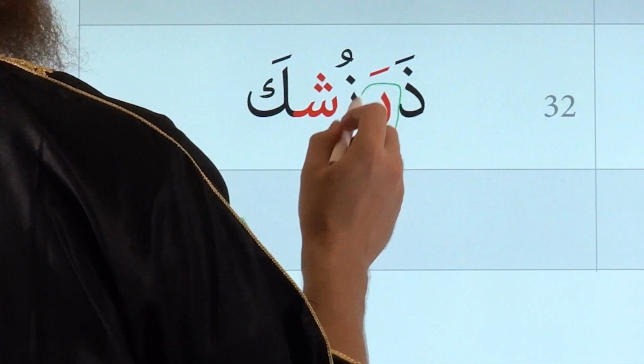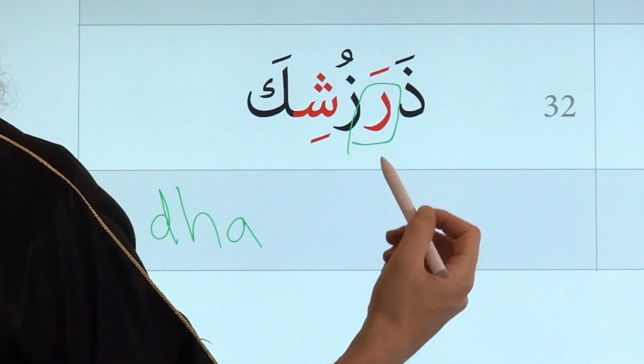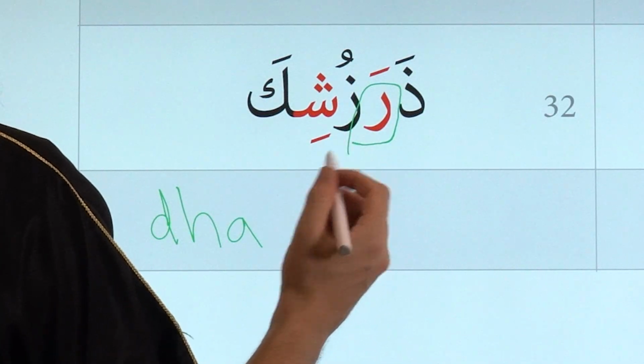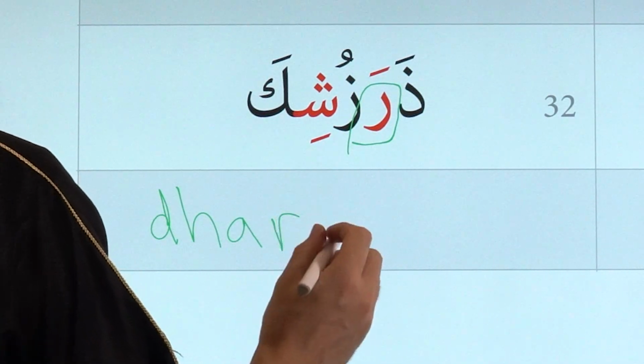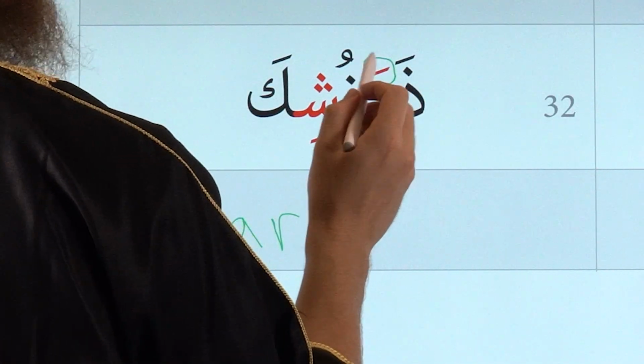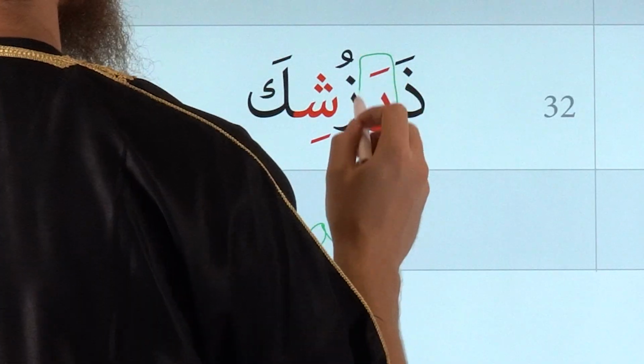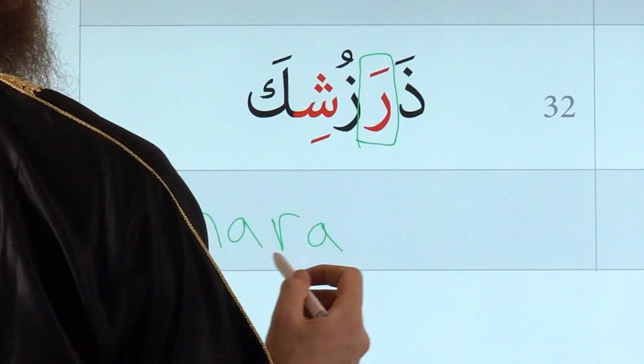Next, this shape extending down, not connecting to the letter after it, with no dot, would be the letter Ra. So we're going to write an R for the letter Ra. Above the Ra, we see a Fatha, so we're going to write an A for the Fatha. So together, this Ra and Fatha would be pronounced Ra.